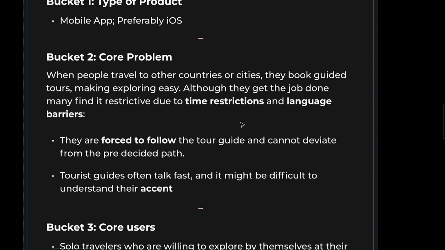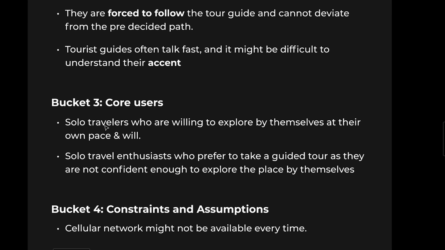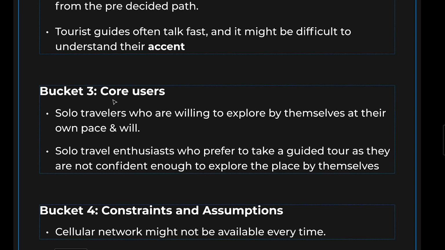Obviously, we have to get into a lot more details. Okay, now moving on to bucket 3, which is core users. All right, who are you solving for? And again, this is supposed to be at a very top level. When we create user stories, we go into a little bit more detailed stuff. So we'll look at that later.